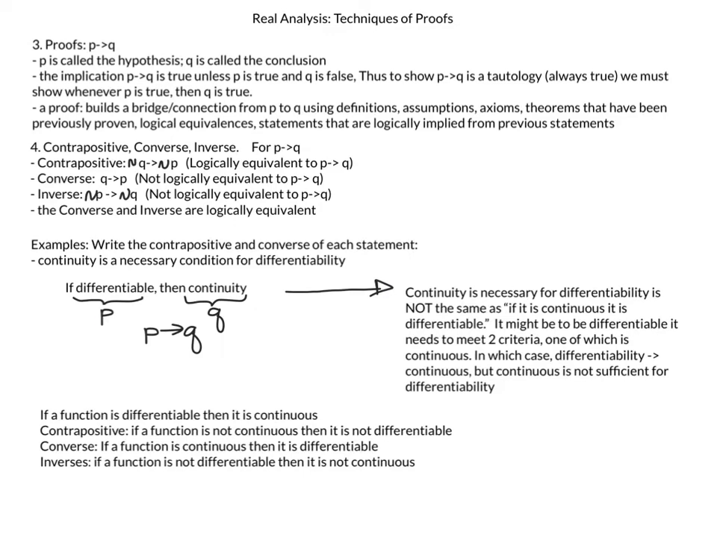And now that we have identified P and Q, we can do our contrapositive, not Q implies not P. If a function is not continuous, then it is not differentiable. We can do our converse, Q implies P. If a function is continuous, then it's differentiable. And last, the inverse, not P implies not Q. If a function is not differentiable, then it is not continuous.